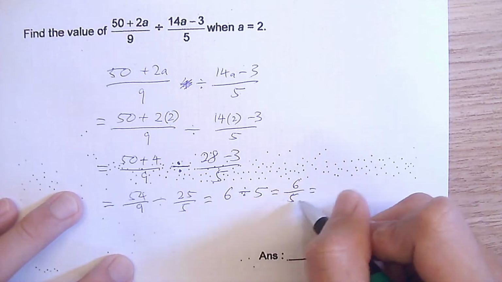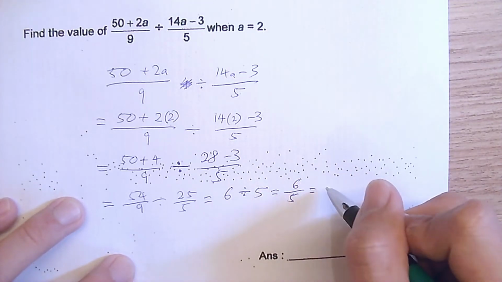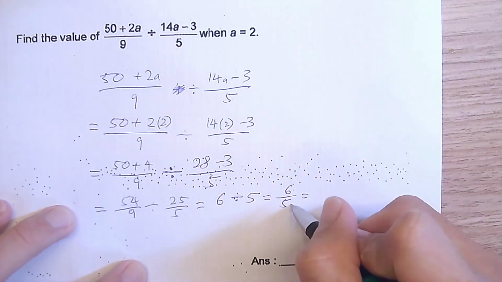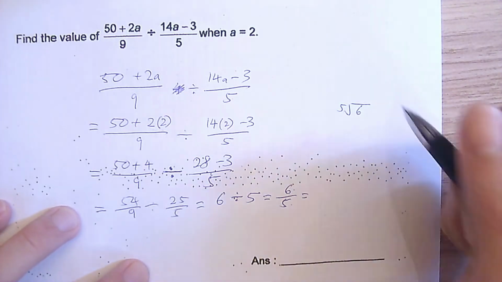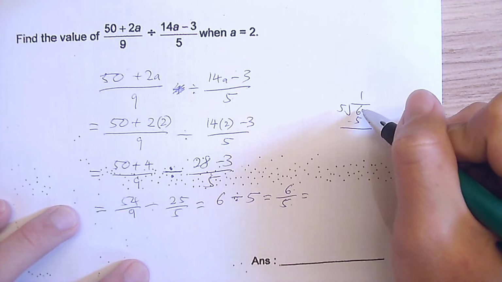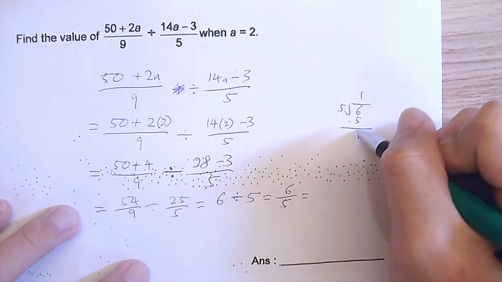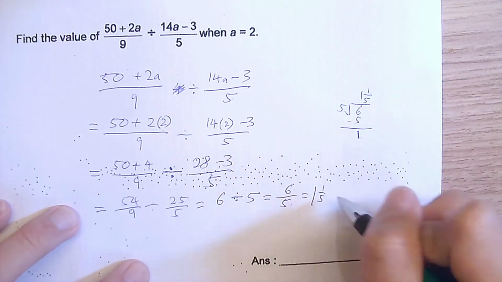And then this is an improper fraction, right? You cannot leave your answer as an improper fraction. Change it to a mixed number. If you do not know how to change, I'm going to teach you now. Take numerator divided by denominator. So it's 6 divided by 5. Just do this: 1, 5, 6 minus 5 is 1. So the remainder is 1, right? So it's remainder over divisor, 1 over 5. So it's 1 and 1 over 5.